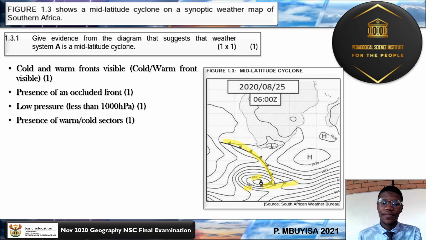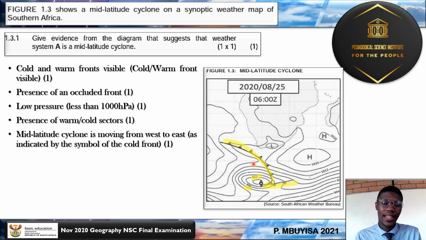And again, you have the sectors. You have your warm sector up here, and you have your cold sector down here behind the cold front. So you have the warm sector in front of the cold front and behind the warm front, and you have your cold sector in front of the warm front and behind the cold front. So these are the features that you can use to identify the feature that is being postulated in the diagram.